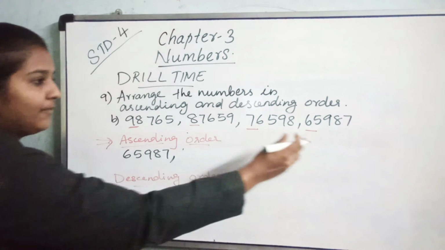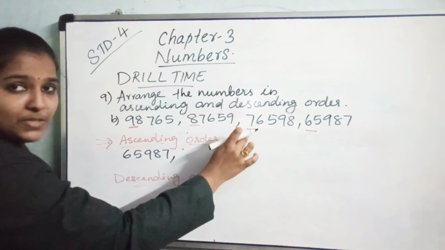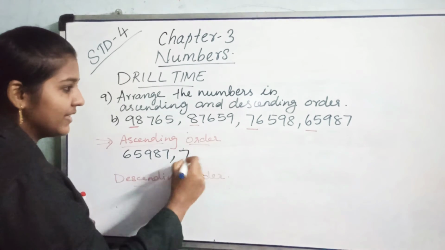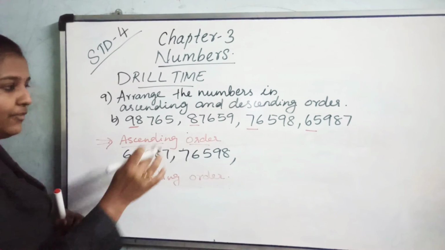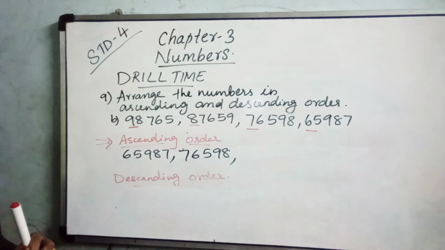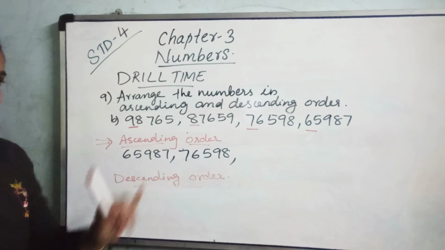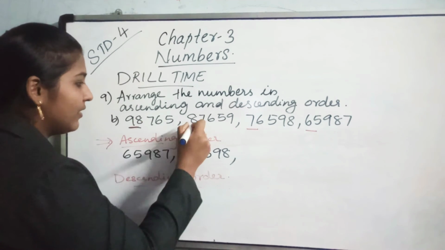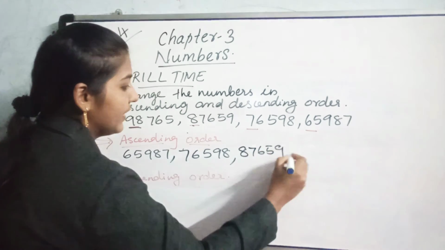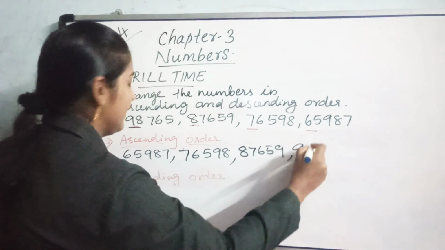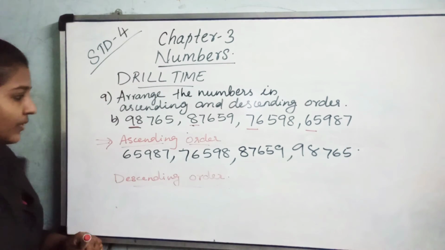65,987. Then after that the digits are 9, 8, 7. Which is smaller? 7 is smaller. So write that, 76,598. Then what is left? Two numbers are left. So 98,765 and 87,659. So which is smaller, 9 or 8? 8 is smaller. So you can write 87,659. After that 98,765. Got it, children? So this way you can answer this.